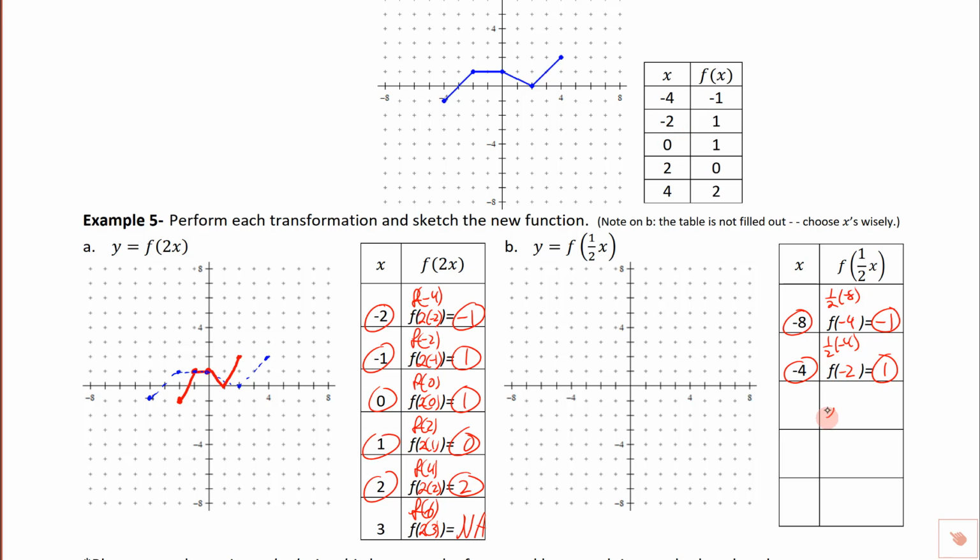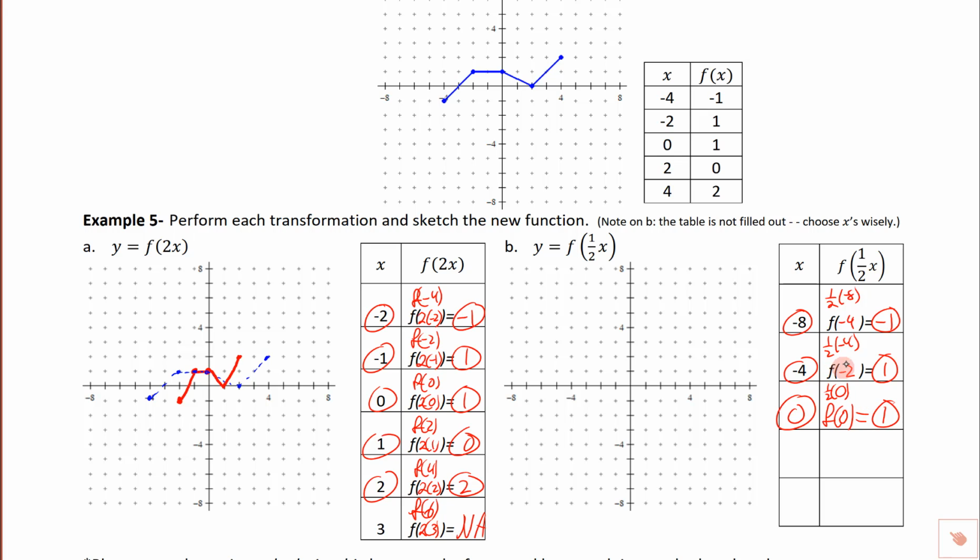I need this next one to work out to be a 0 so that I can find that one right there. So what would I multiply 1/2 by to get a 0? Well, I'd multiply a 0 by 0. Okay, so this is going to be a 0. So we're going to do 1/2 of 0. So that's 0. And f of 0 is 1. Okay, so we're going to graph 0, 1.